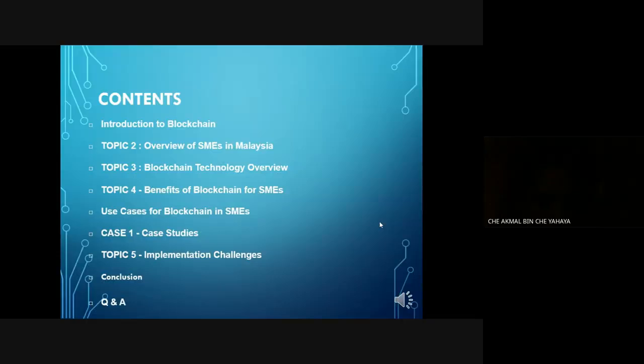First, the content: introduction to blockchain, topic 2, overview of SME in Malaysia, topic 3, blockchain technology overview, and topic 4, benefits of blockchain for SME. I'll also provide use cases for blockchain SME, for example case 1, case study. Here I have 2 case studies, followed by topic 5, the challenges, and the Q&A. Next one.